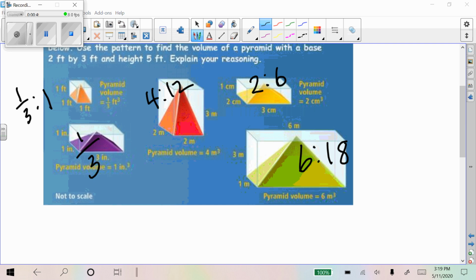So you should have noticed that the pyramid was 1/3 the volume of the prism. And that's also going to be true of cones and cylinders, that the cone is 1/3 the volume of the cylinders that have the same base area and height. All right.